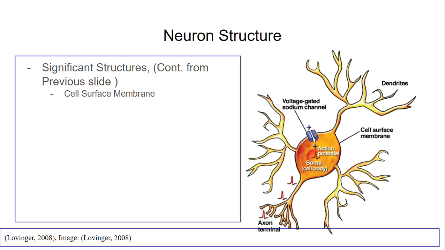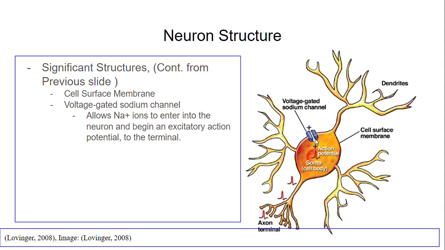Neurons also have a cell surface membrane, and within this cell surface membrane, we can see the voltage-gated sodium channel. This voltage-gated sodium channel allows sodium ions to enter into the neuron, and this begins an excitatory action potential that leads all the way down to the terminal, down here.